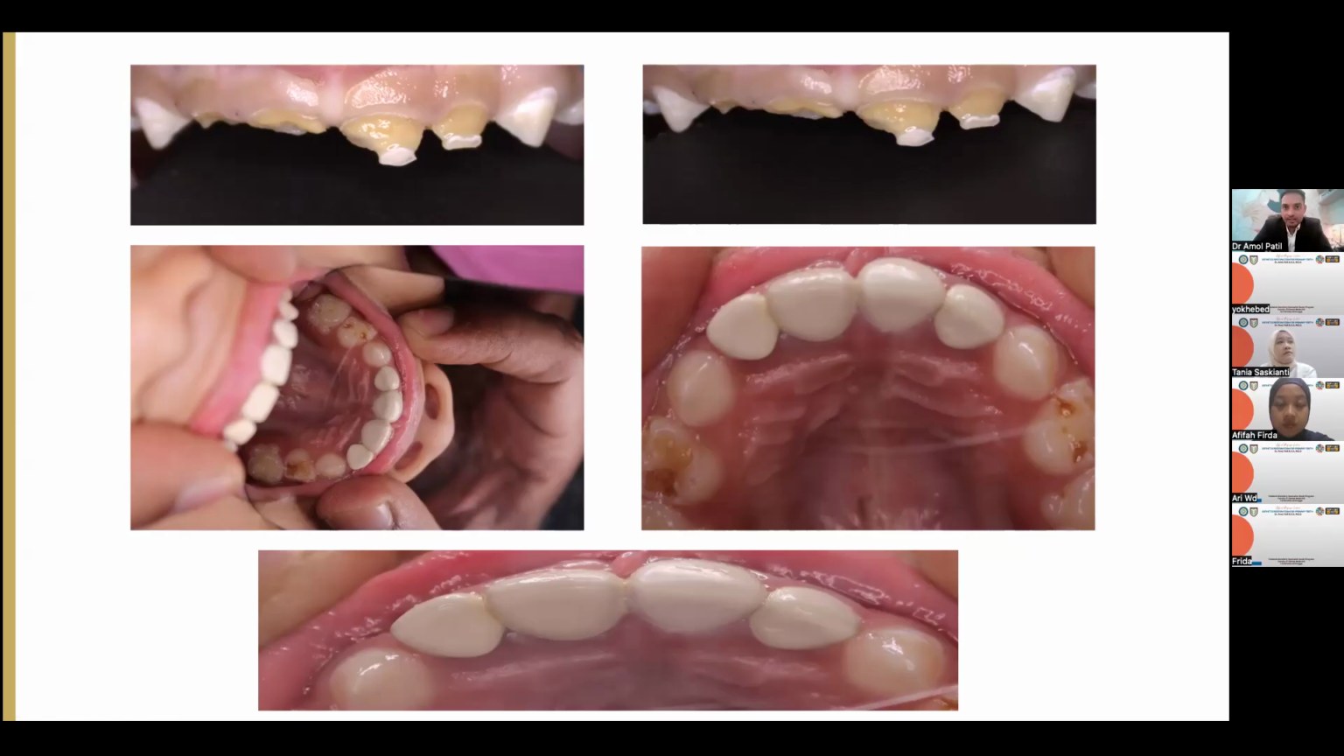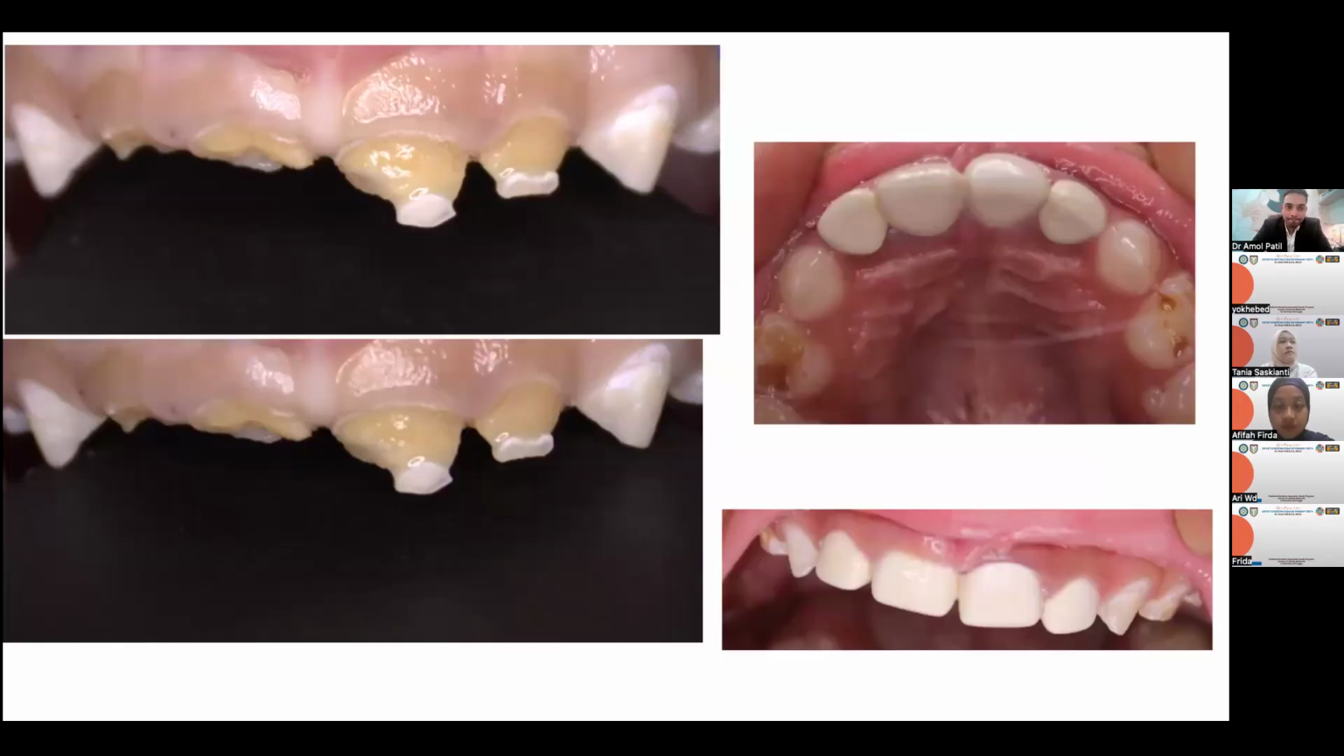This is my experience: in such cases, it is better to go ahead with the bioflex crowns if the patient is agreeing to the aesthetics which are provided with the bioflex crowns. So these are the follow-up pictures of this patient. Till now, there is no dislodgement of the crown.